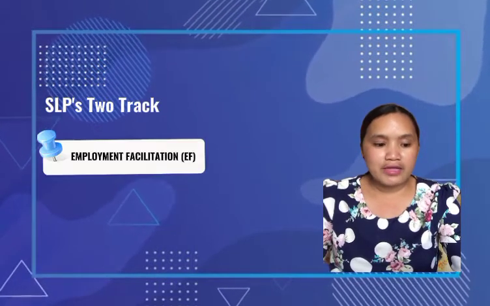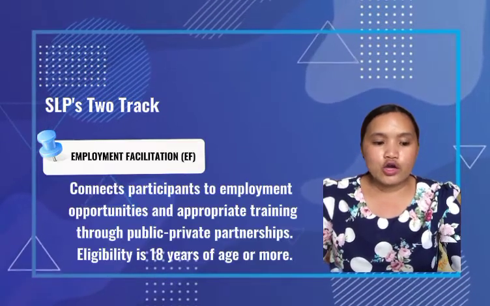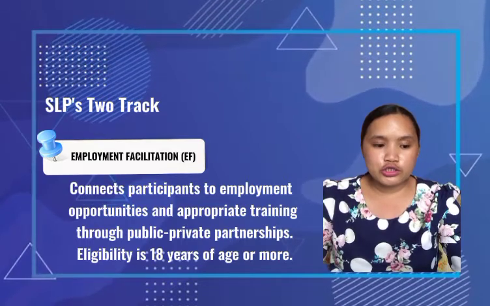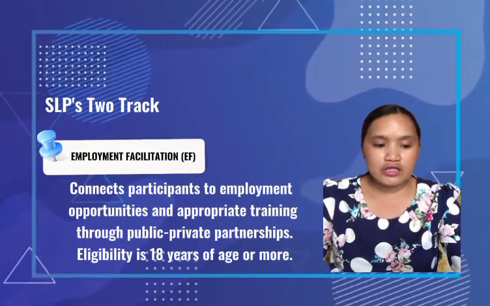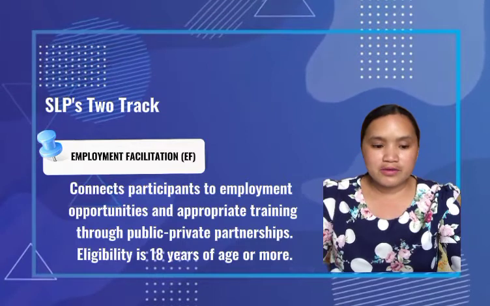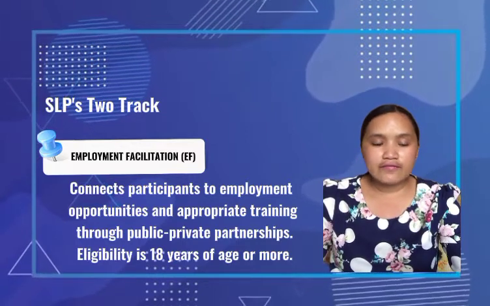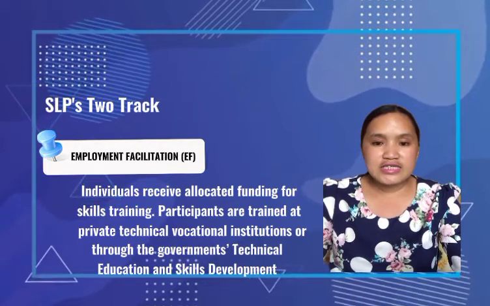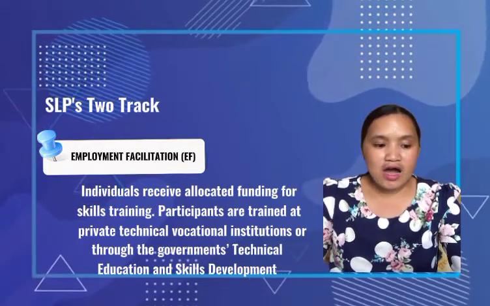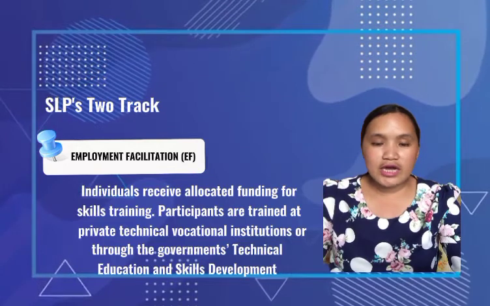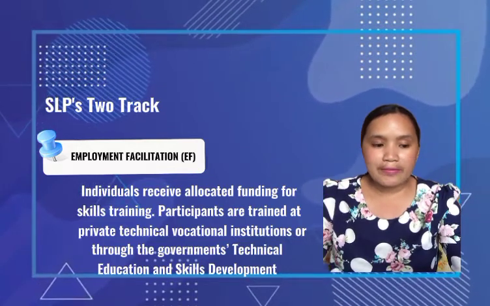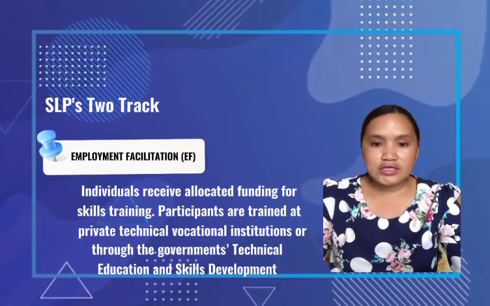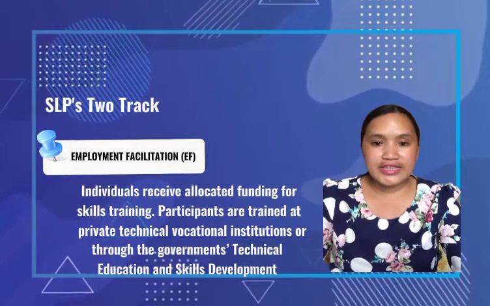First, Employment Facilitation or EF connects participants to employment opportunities and appropriate training through public-private partnerships. Eligibility is 18 years of age or more. Individuals receive allocated funding for skills training. Participants are trained in private technical vocational institutions or through the government's Technical Education and Skills Development Authority or TESDA.